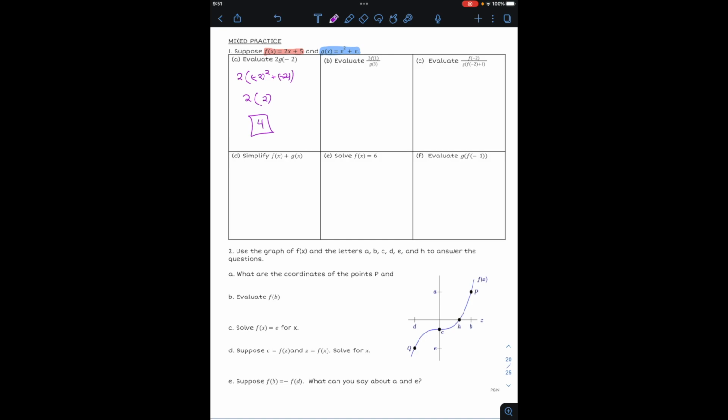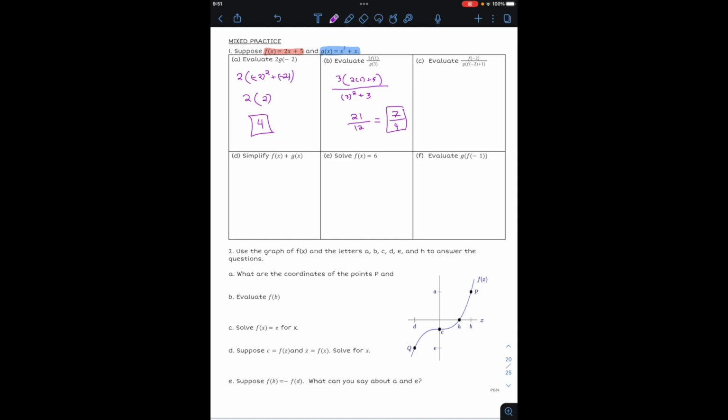Continuing on, 3f of 1 over g of 3. So f of 1 is going to be 2 times 1 plus 5, all over g of 3 is 3 squared plus 3. 2 times 1 is 2, plus 5 is 7, 3 times 7 is 21, 3 squared is 9, so 21 over 12, with a common factor of 3, so this is equal to 7 over 4.